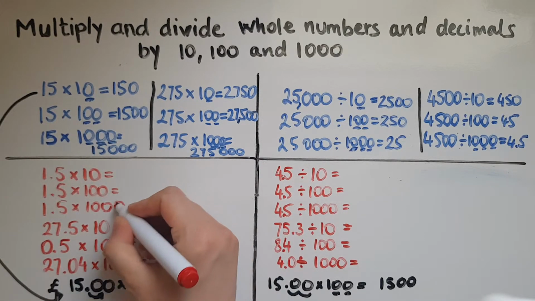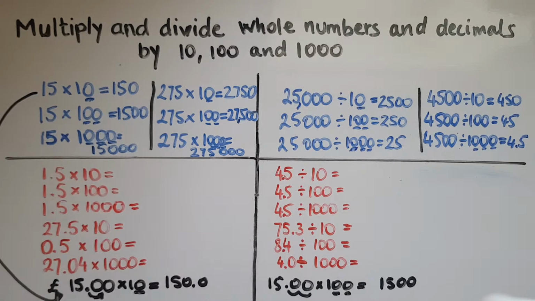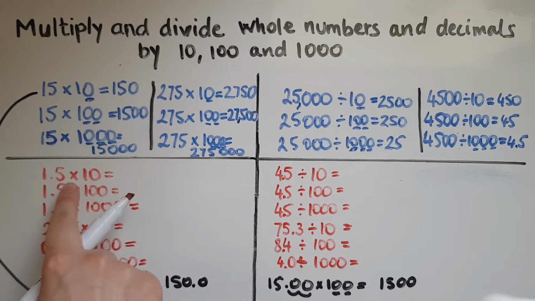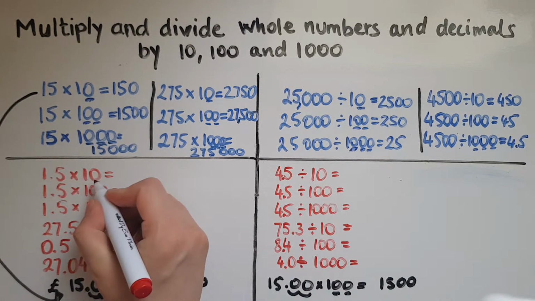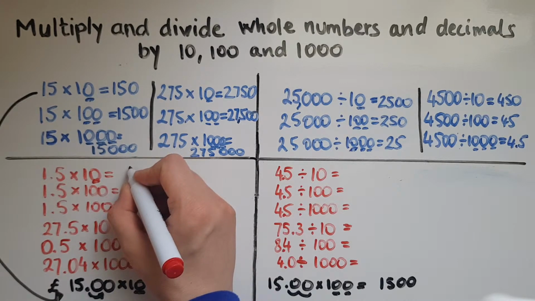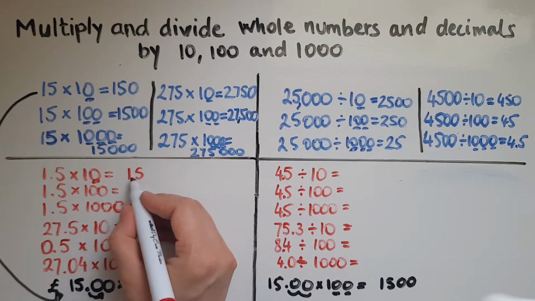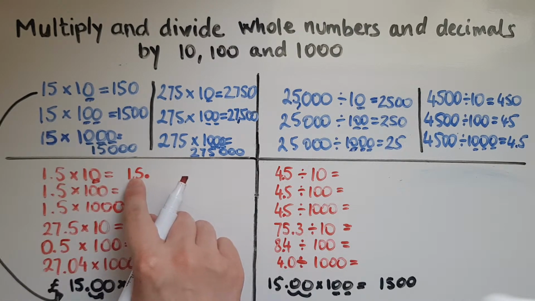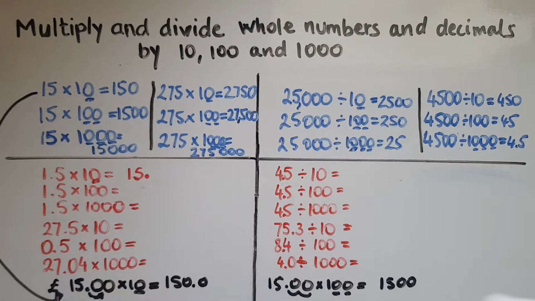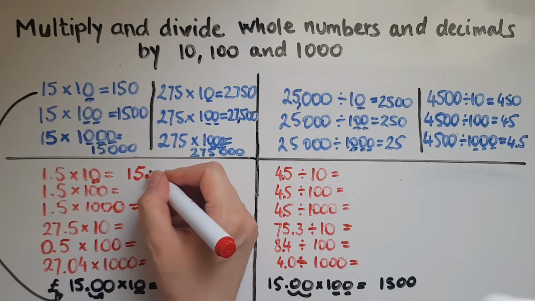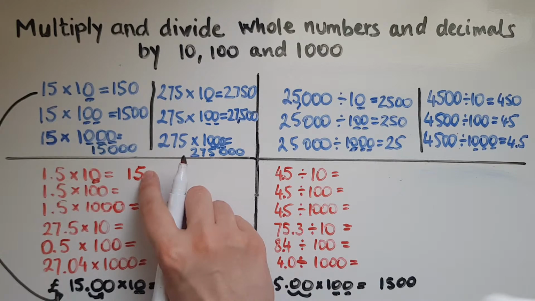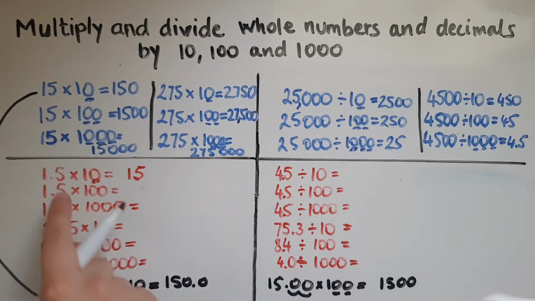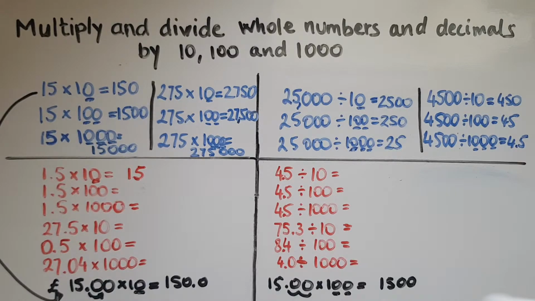So 1.5 times 10. Which direction are we moving? In the positive direction because it's multiplication. How many places? It's going to be 1 place. So that decimal, which is now here, is going to move 1 place to move there. So if we have no digits, we can add a 0 or just take away the decimal point in this case, because we don't have any digits after the 5.